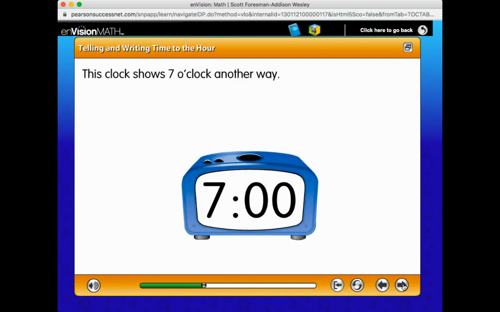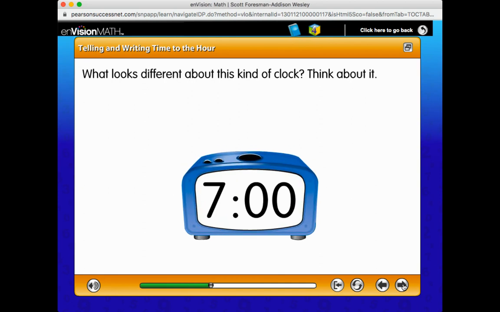This clock shows 7 o'clock another way. So what you are looking at now is a new way to read a clock. It's just written in a different way. You see this clock more often, whether that's on your computer, your iPad, or your parent's cell phone. You see a clock being read like this more often.